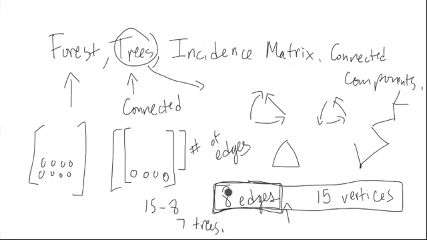Notice that if there were 14 edges, 15 minus 14 would be 1 tree. So again, repeat, in a tree the number of edges is always one less than the number of vertices.